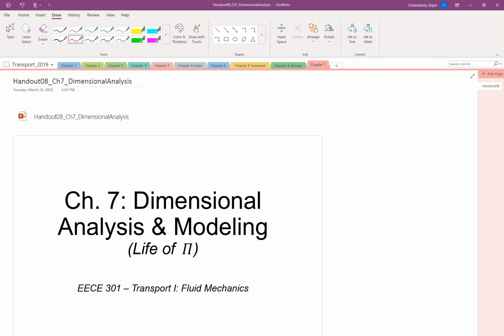So this is chapter 7. This is the chapter 7 handout in your Canvas repository. So you can find it on Canvas, and you should probably crack it open for this class.